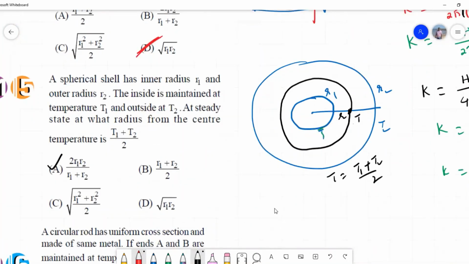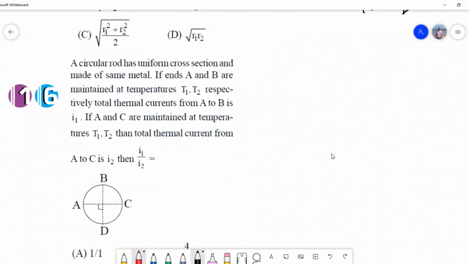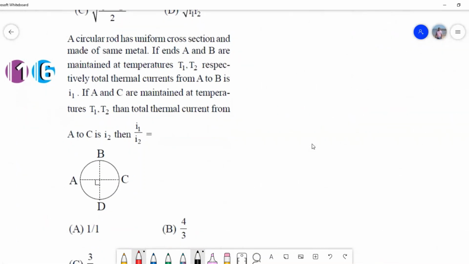Let's move on to problem number 16. What is this problem number 16 all about? A circular rod has a uniform cross section and is made of the same metal. If ends AB are maintained at temperatures T1, T2. So let's take the initial temperature of this as T1 and the other as T2. Total thermal conductivity from A to B is I1. So thermal conductivity is nothing but heat current I1. And when AC are maintained at temperatures T1, T2, the thermal conductivity is I2. Then he's asking, okay. So let's solve the problem.